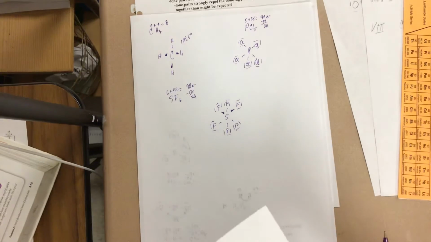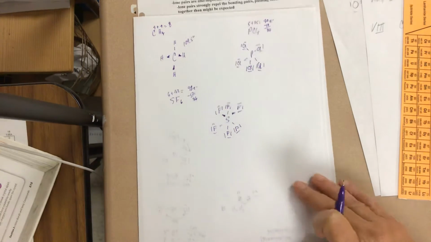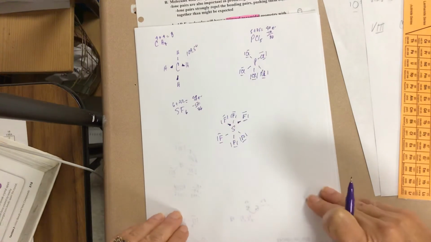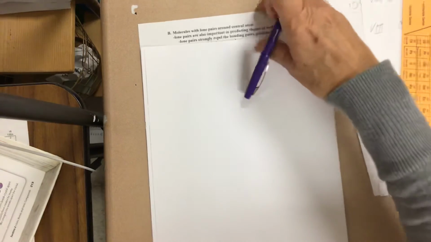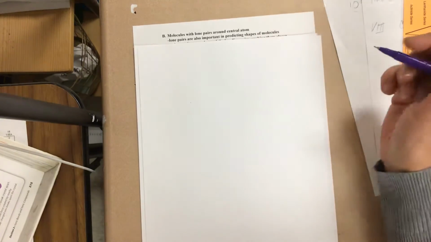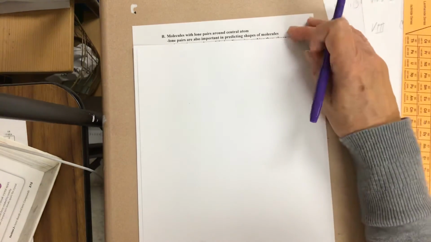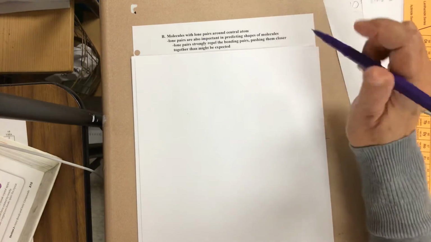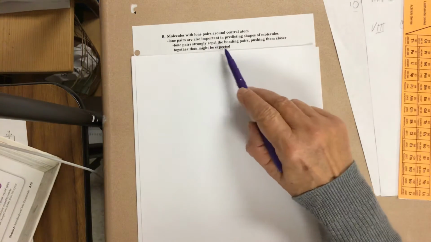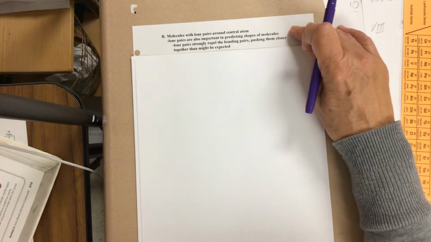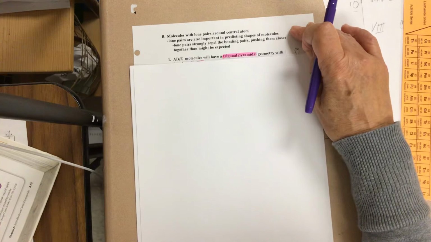Okay, now we're going to come across something that's a little bit different, in that we're going to talk about molecules that have lone pairs around the central atom. So this is where drawing the correct Lewis structure is really important. Lone pairs are also important in predicting shapes of molecules, because lone pairs will strongly repel the bonding pairs, pushing them together closer than you might expect.